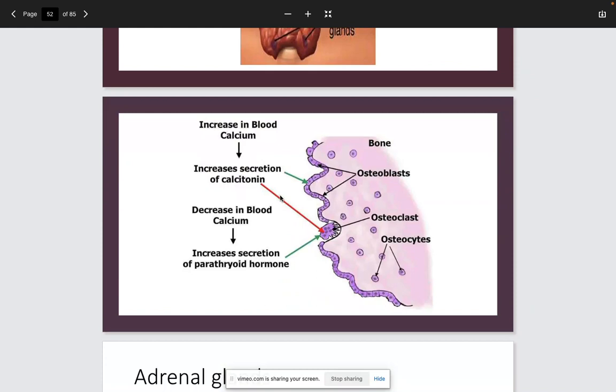This is just another picture here showing you how parathyroid hormone works. You have an increase in blood calcium level. This causes the increased secretion of calcitonin, right? Because calcitonin tones down the calcium in the blood. If you have a decrease in blood calcium, what does that do? That's going to increase parathyroid hormone. If you guys remember those terms that we've previously discussed, antagonistic effects. So I previously used the example of insulin and glucagon, how they oppose each other. So PTH and calcitonin does the same thing.